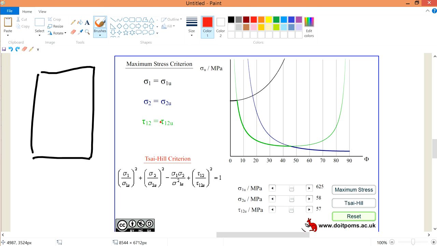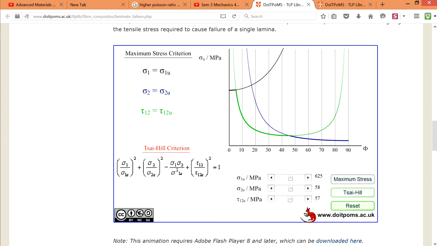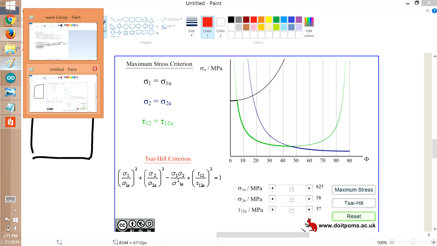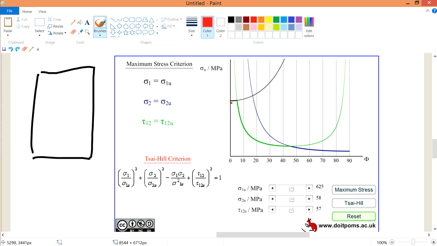So what about the Tsai-Hill criterion? What is it about? If I were to press the Tsai-Hill one, it is blinking, you see, and it gives you the area under the curve. That is somewhere over here.